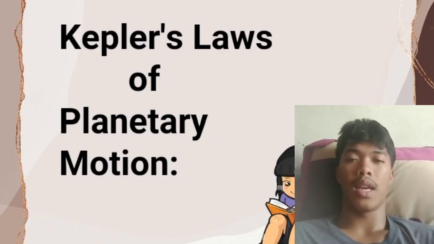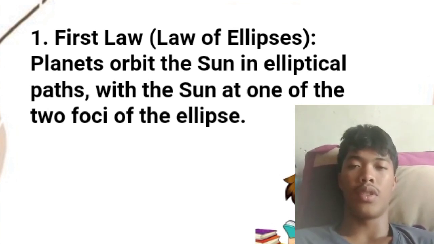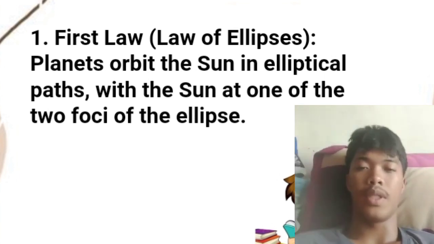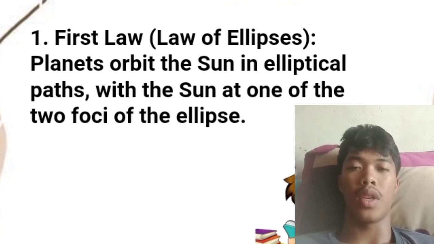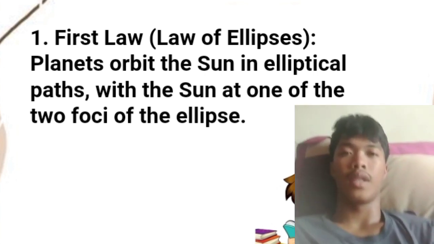Kepler's laws of planetary motion. First law, law of ellipses. Planets orbit the sun in an elliptical path with the sun at one of two foci of the ellipse.